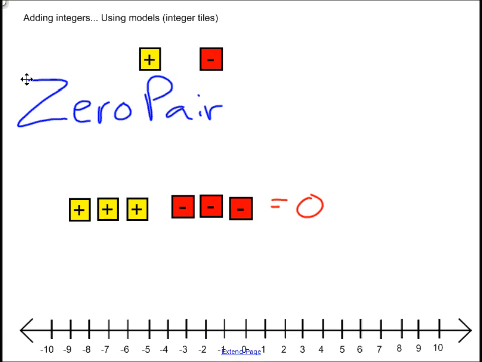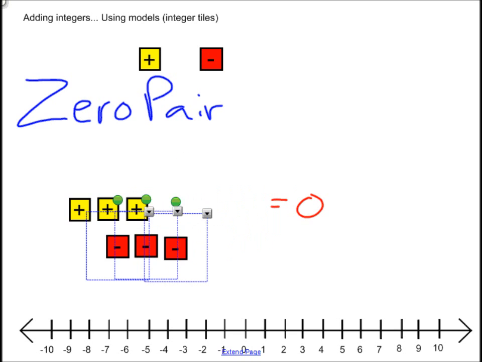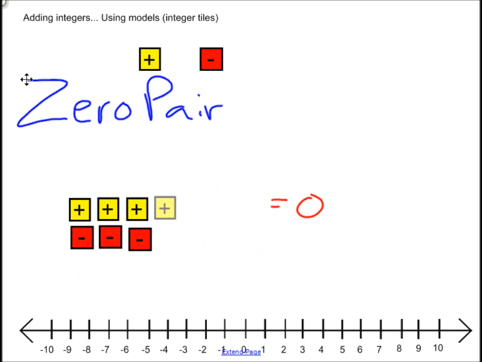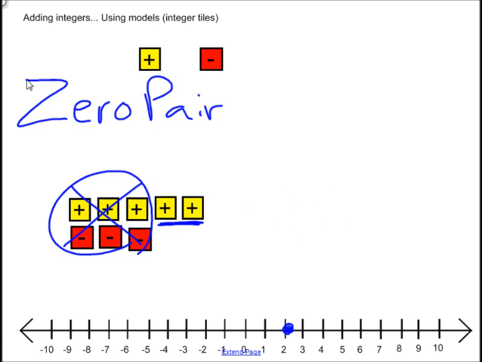And that's kind of similar to what we were doing already. When I stack these guys up, and I say that it's 5 positives and 3 negatives, we just negate or delete the 0 pairs. And we're left with the answer, which is a positive 2. So that's a 0 pair. Pretty simple ideas. A plus goes up and a negative goes down. You just counter each other out.